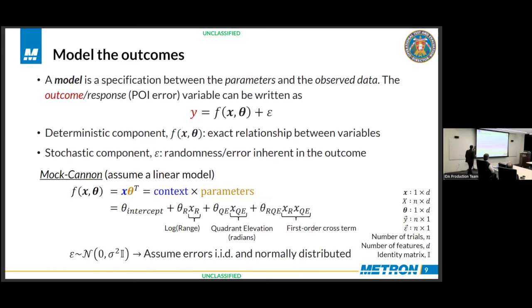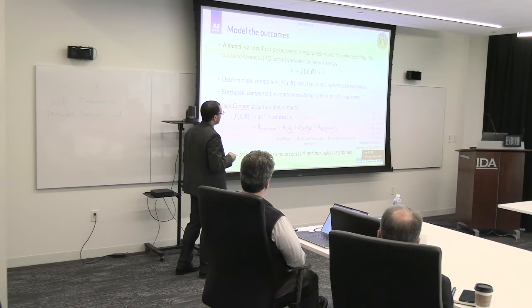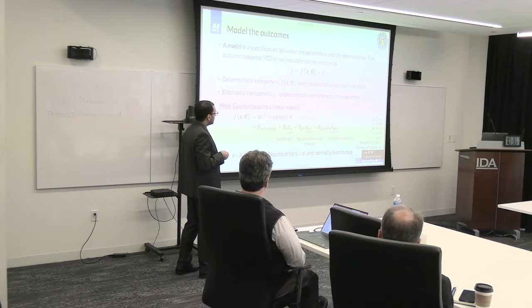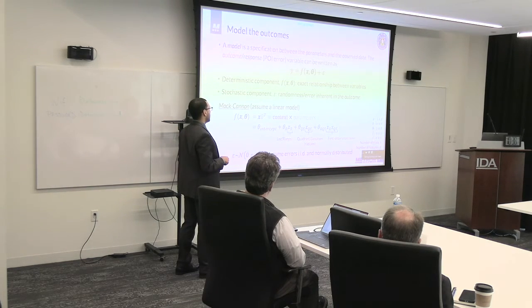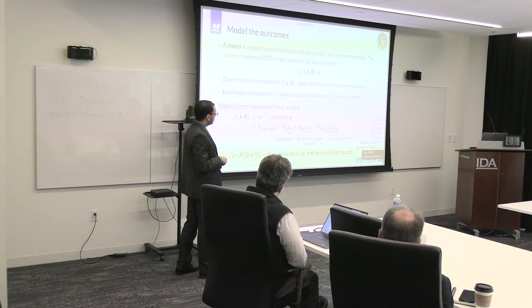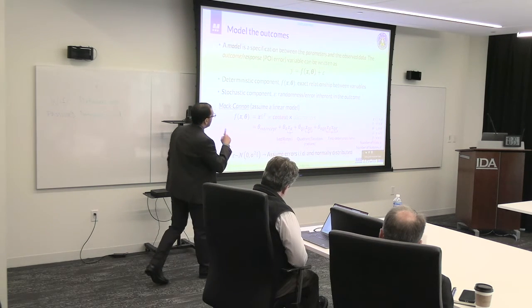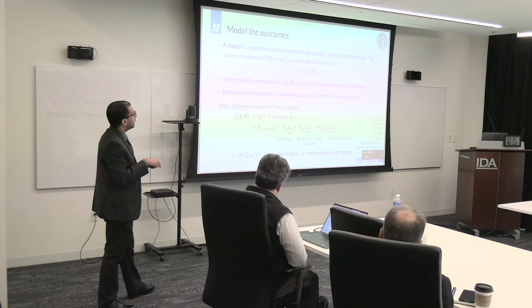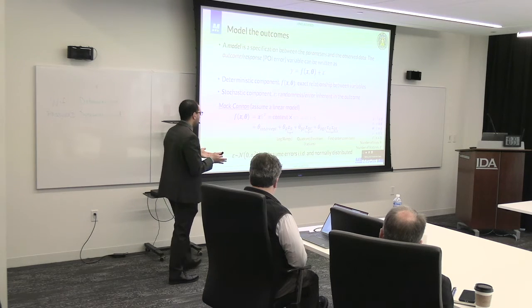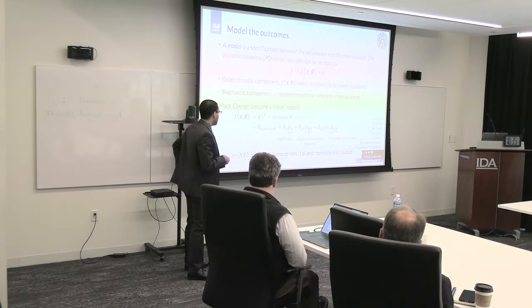So what we're going to assume for the Mach cannon is that our model is linear, and we'll define it as, for the deterministic component, this matrix product of the contexts times the parameters. Expanding that out, we'll see that what we're going to do for the Mach cannon is we'll have an intercept term. We'll have a term that depends on the range. We'll take log of the range here, quadrant elevation in radians, and then if there's any kind of curvature response in that deterministic component, we'll account for it with a cross term.